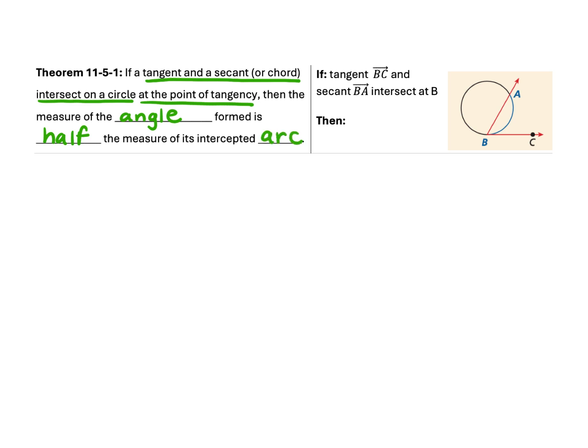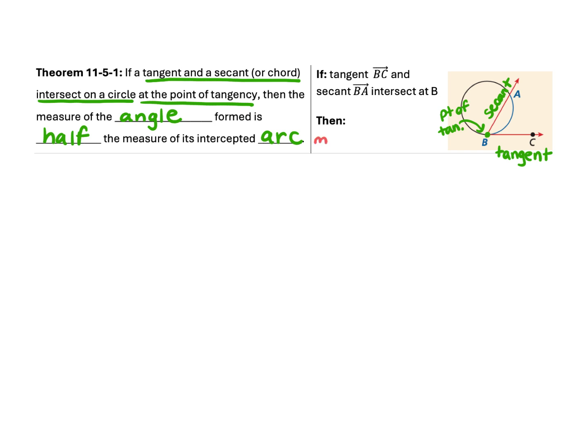In our picture here, notice that ray BC is a tangent. It only intersects the circle at that one point, point B, and point B is the point of tangency. And then the ray BA is a secant. It's a secant because it intersects the circle at 2 positions. This theorem states that if the tangent and secant intersect on the circle at that point of tangency, which is what we have right here, then the measure of the angle is half the measure of its intercepted arc.